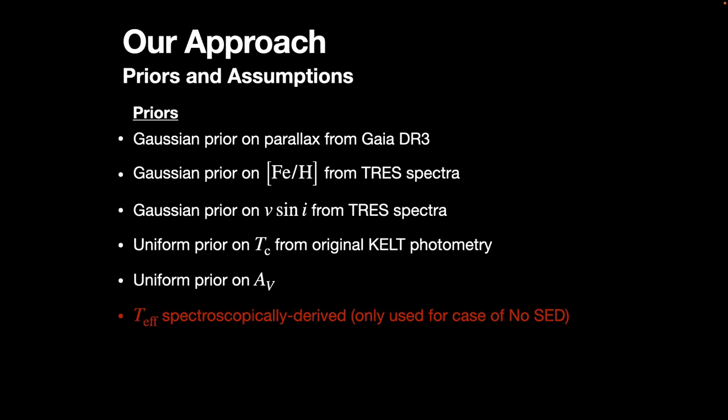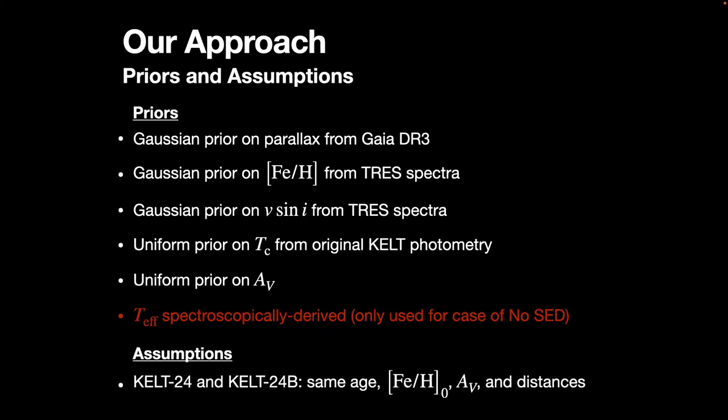And then we have a uniform prior on the reddening here, where we effectively just place an upper bound on what it could be based on some galactic dust maps. And in red here, I'm just highlighting that this is a prior that we use only for the case where we exclude the broadband photometry from the SED. Without the SED, you have no real prior inference on what the effective stellar temperature could be. And so we derive this spectroscopically, in this case, from some trace spectra and use that rather than the SED.